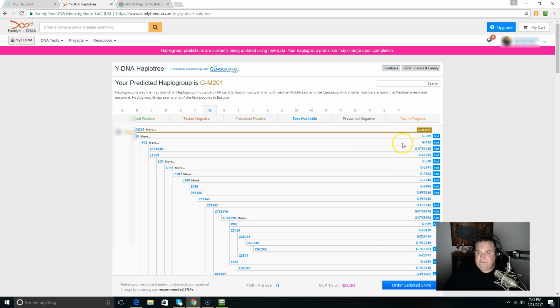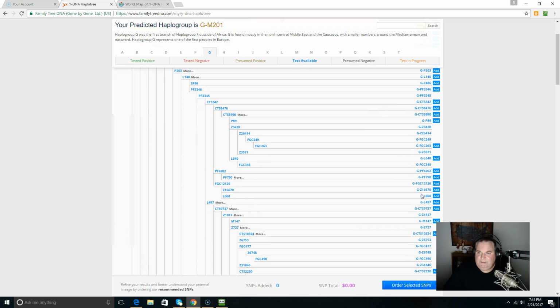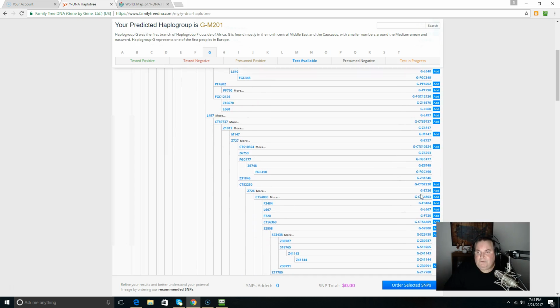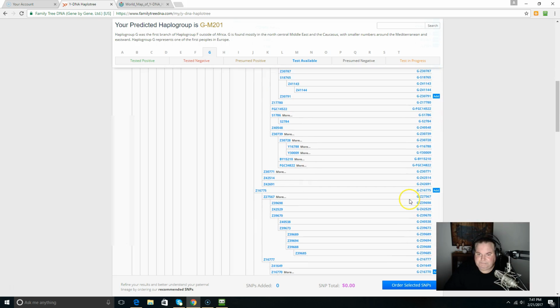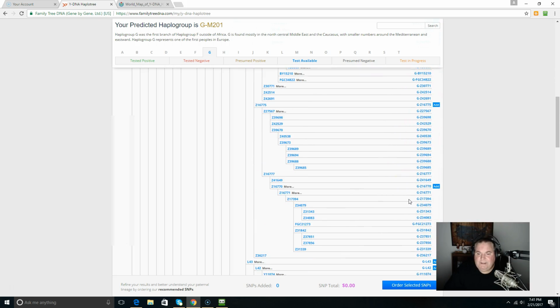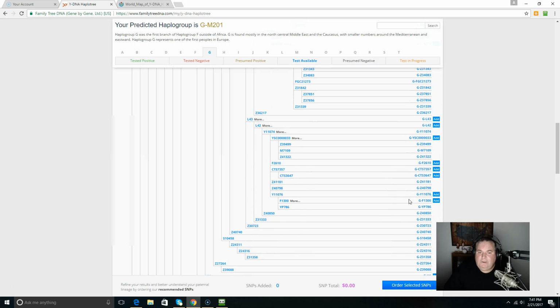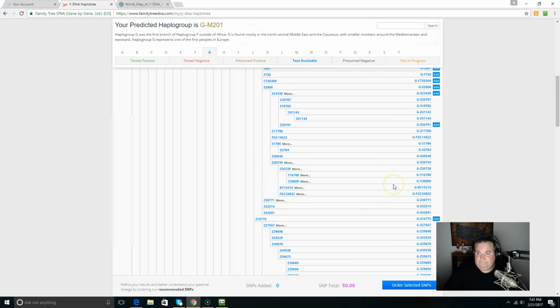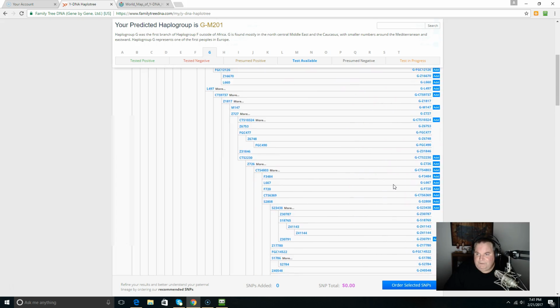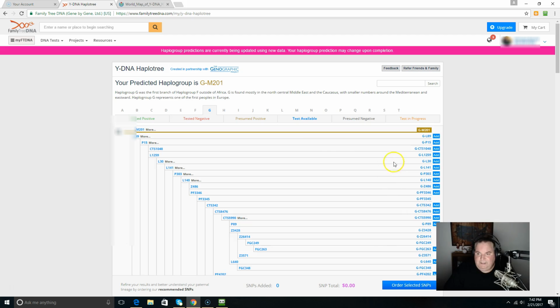So along the right-hand side of the screen here, you can see all the different refinements you can then add to your Y-DNA test once you get it for your haplogroup predictions. And what that does is narrows in on what specific part of G you may be originating from. As you can see, many different areas, and they're refining this more and more every year as more people are taking the test.